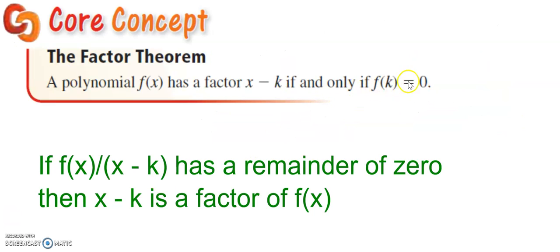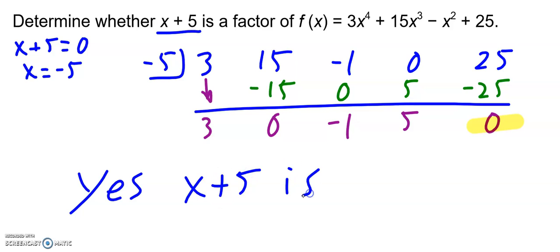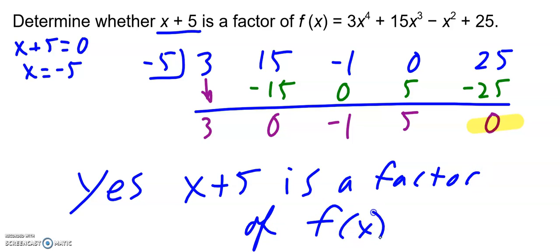That is what the factor theorem was telling us, that when we get 0, because remember that from our remainder theorem, if I plug this number into the polynomial, that's the same as doing the synthetic division. So our answer to the question: yes, x plus 5 is a factor of f of x.